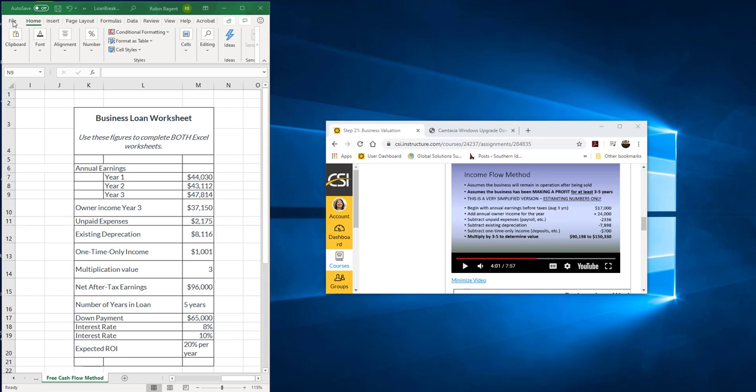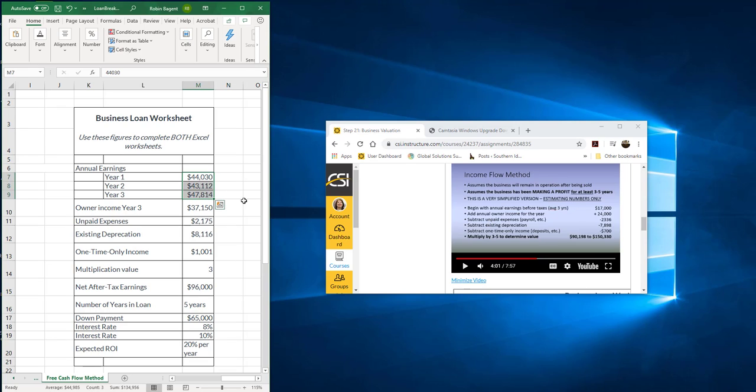Let's walk through both of the income methods to determine loan amounts. And if you need to make some adjustments to what you've developed, that's fine. Let's get started. In the example, begin with annual earnings for taxes, average of 3 years.